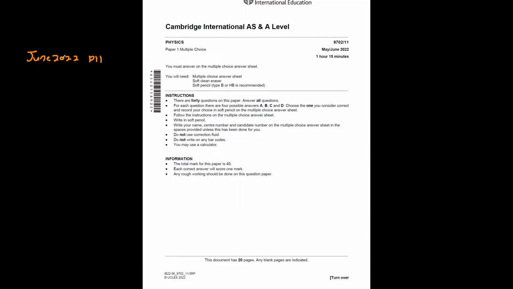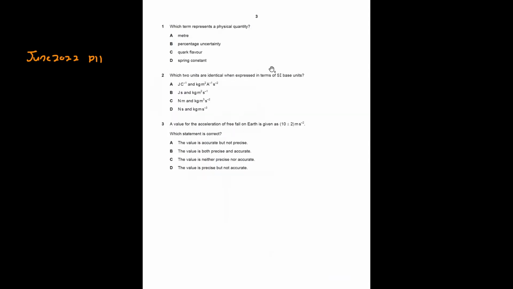Right. So if you just look at the first question for this particular year of your paper, which term represents a physical quantity? Now, when you're talking about physical quantity, what is actually a physical quantity? You learn in chapter 1 that a physical quantity must have two things. It must have magnitude as well as unit. For something to be classified as a physical quantity, you must have both magnitude and unit.